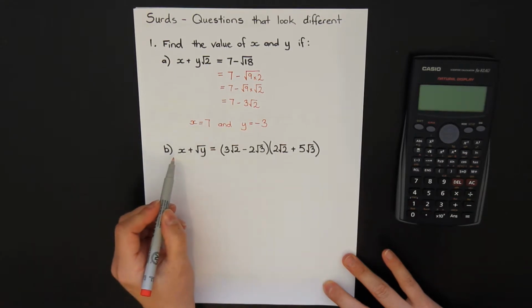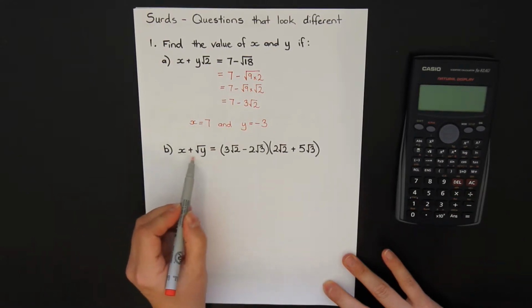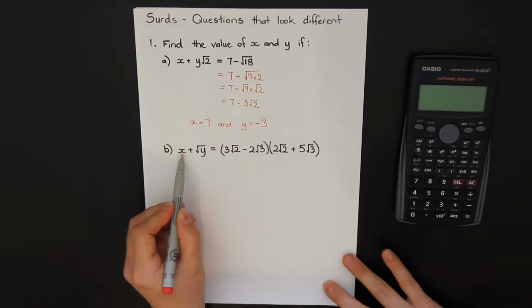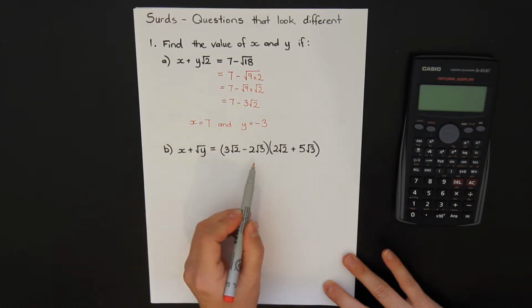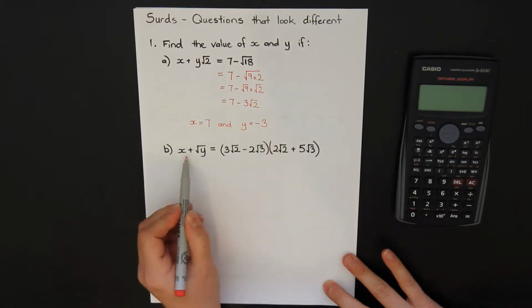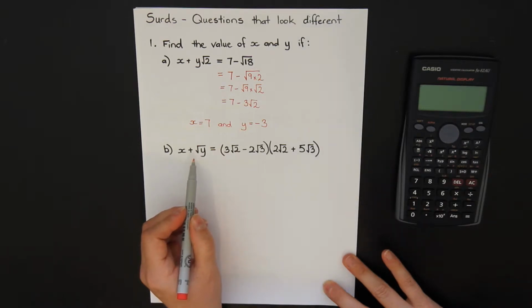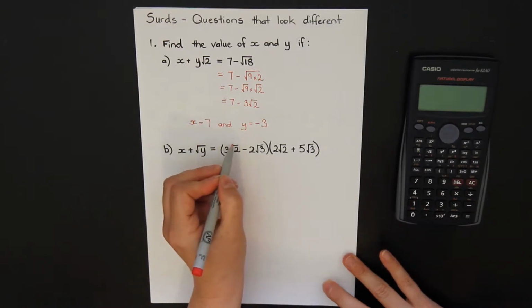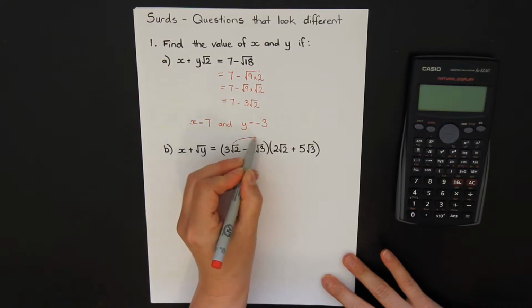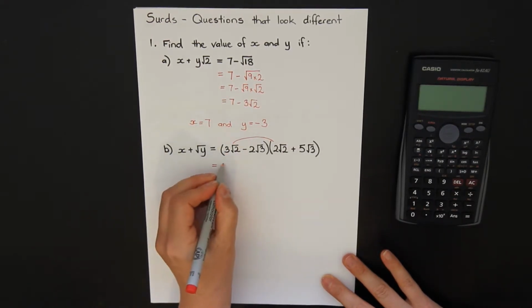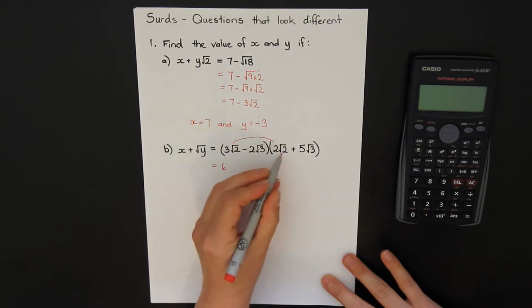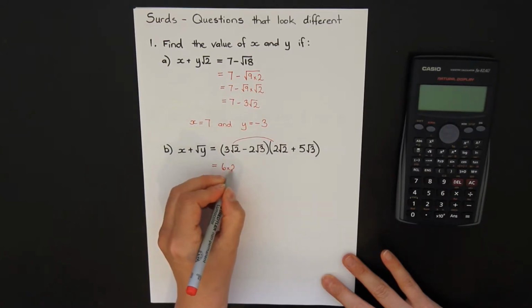Let's do it again in question B. This time I've got x plus square root of y is equal to this very long and complicated thing here. To get this to reduce down to something like that, I'm going to have to expand out these brackets. So we're going to need to do our FOIL expansion. So F in FOIL stands for first, so the first thing in each bracket. 3 times 2 is 6, and square root of 2 times square root of 2 is 2.